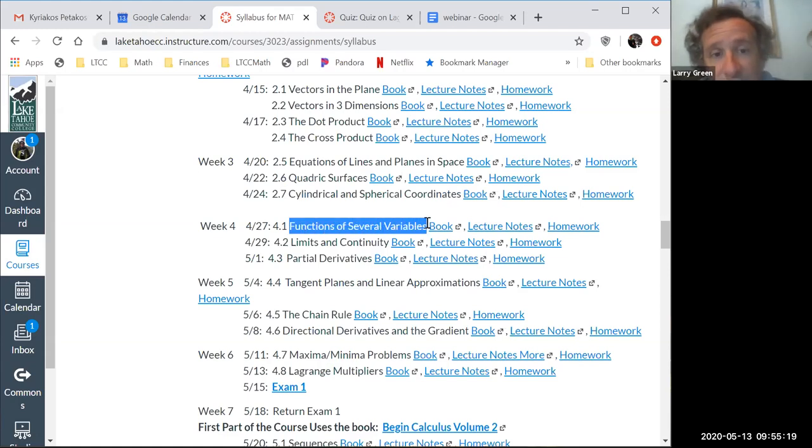Okay, functions of several variables. This is another one where there's not much to ask you just from this section, because the whole point of functions of several variables is to get you ready for the next bunch of sections, the rest of the course. Okay, so that's no big deal.